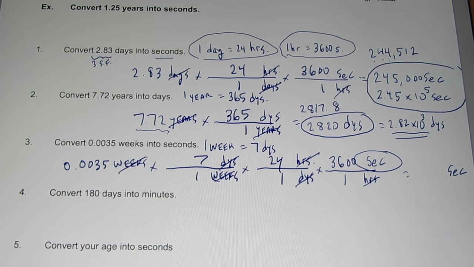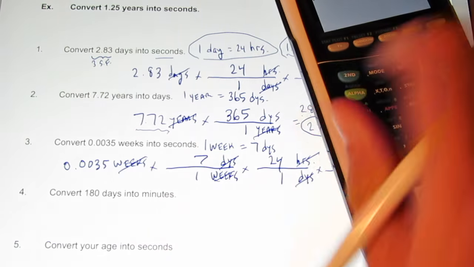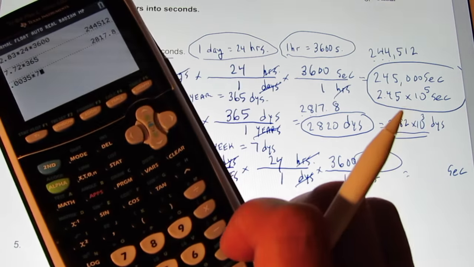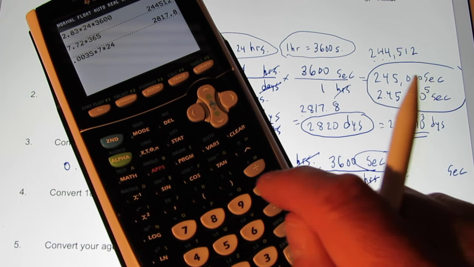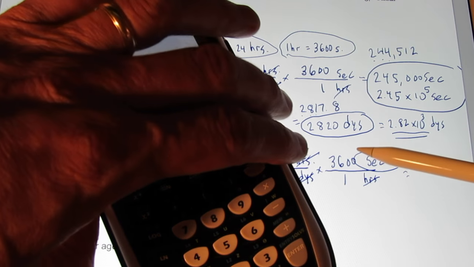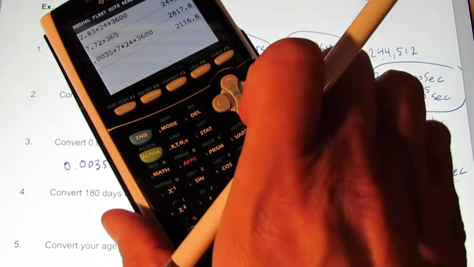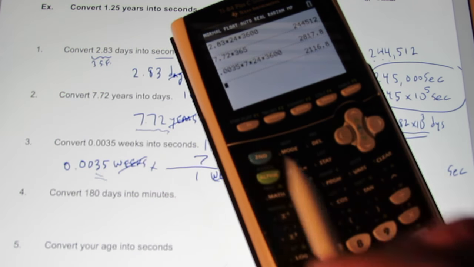So let's get my calculator out, see what we get. Okay, 0.0035 weeks, and 7's on top, so I multiply by it. So times 7, and 24 is on top, so I multiply by that. And 3,600's on top, so I multiply by that. So on all of these, I'm multiplying because all of these numbers, other than 1, are on top, which means I multiply by them. Let's hit enter. My calculator says 2116.8. Well, I'm only allowed 2 significant figures here.